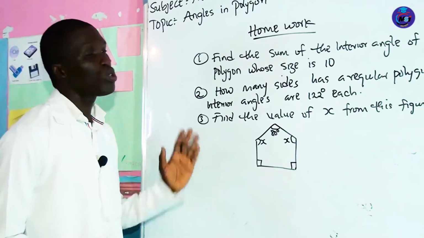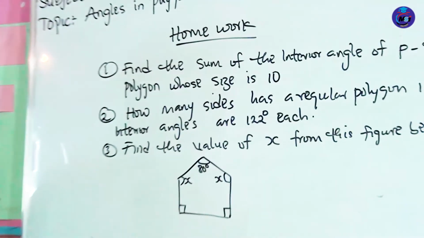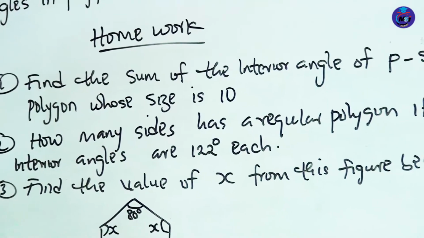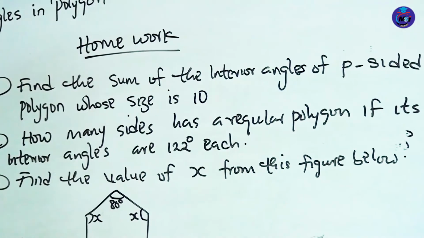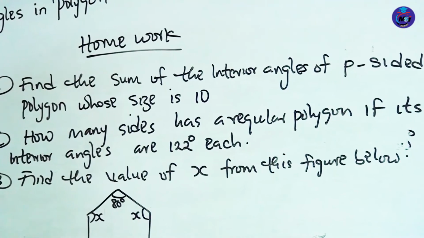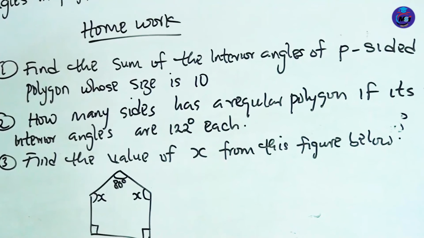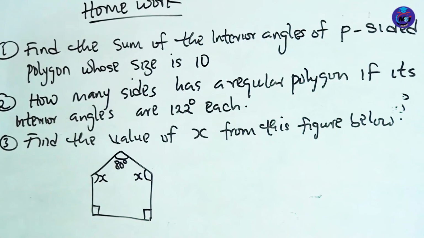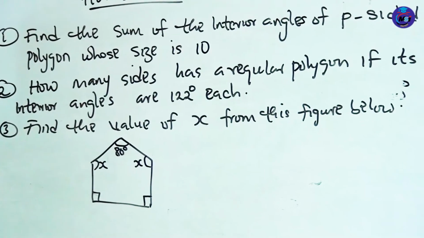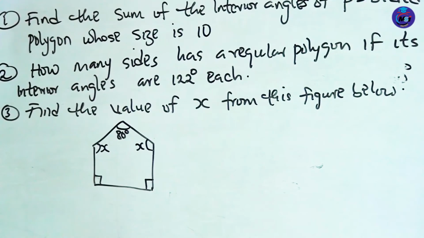Okay, you are going to do this for me, homework. Number 1, find the sum of the interior angles of a polygon whose size is 10. How many sides has a regular polygon if its interior angles are 122 degrees each? Then the last one, find the value of x in this figure below.